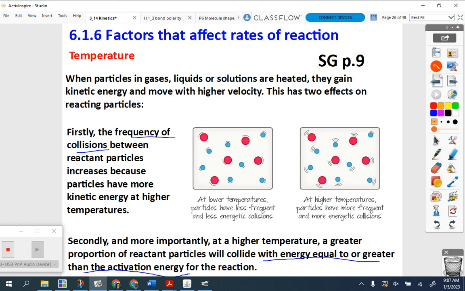Would it suffice to say that the collisions are more effective, or would you want to specify that? I think you would want to specify that they were higher energy to get over the activation energy. Yeah, I think I'd have to look at a mark scheme to be sure, but I think the safest bet would be to talk about the activation energy within that to get full marks for that.